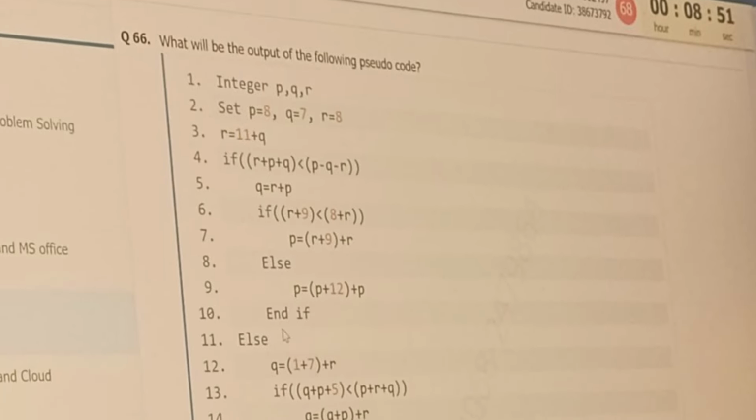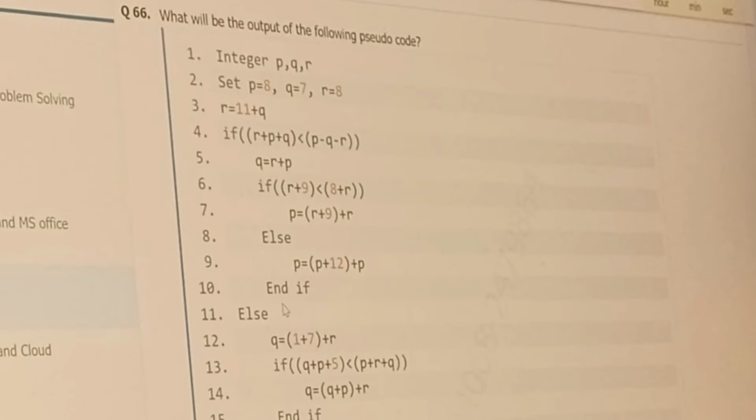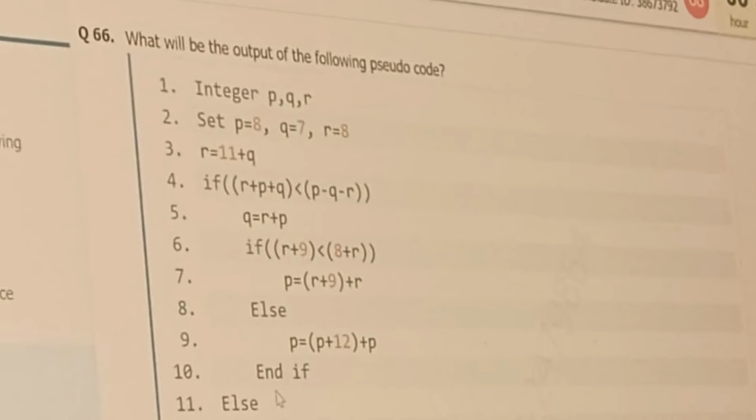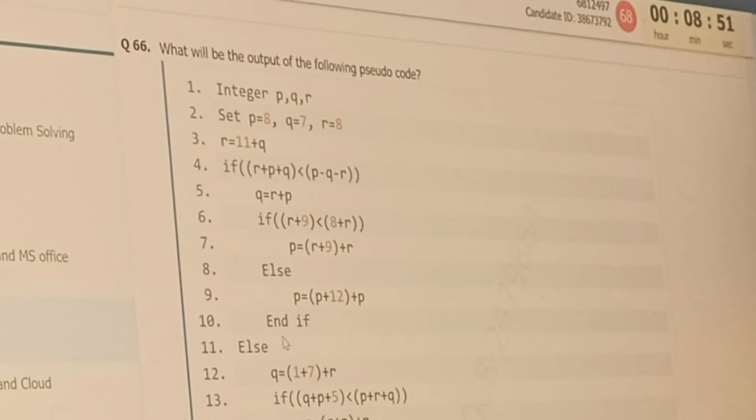I hope this is visible to you and you are trying to solve the problem on your own. At first the values of p, q and r are initialized: p is equal to 8, q is equal to 7, r is equal to 8. So the value of r is reinitialized. As you can see, this problem is quite similar to the previous one. That's why I am very sure that if you solve these problems, most of the pseudocode questions will be common in your exam.